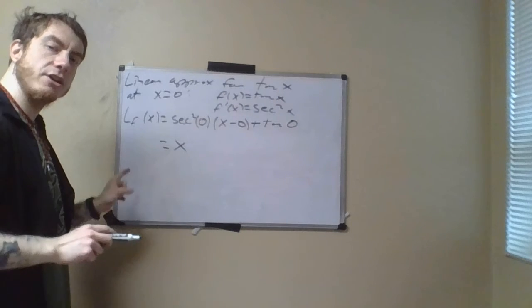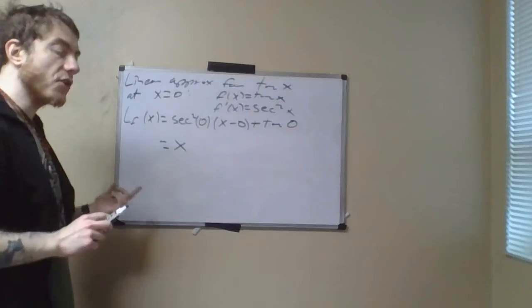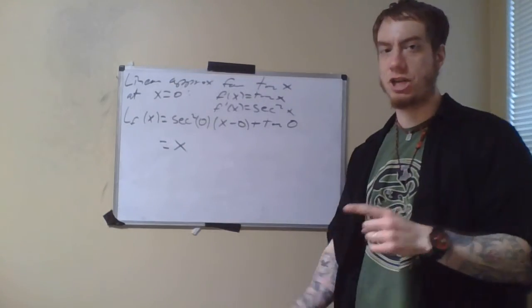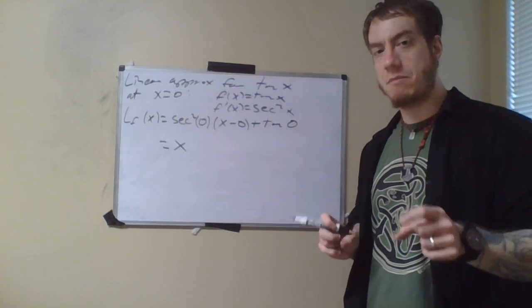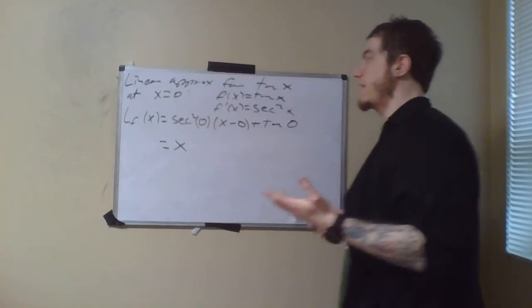But this is the same linear approximation that I got for my sine function. So it turns out that these two functions, even though sine x and tangent x are totally different functions, actually have the same linear approximation at 0. So that's a very interesting thing.